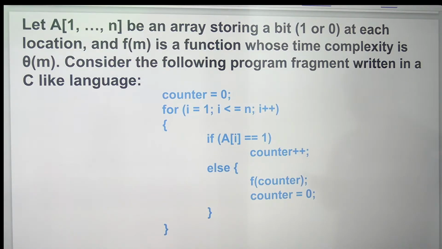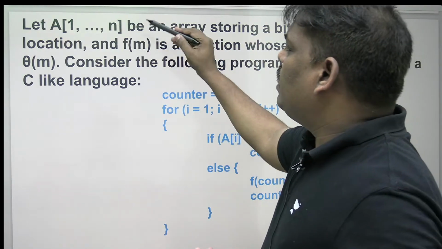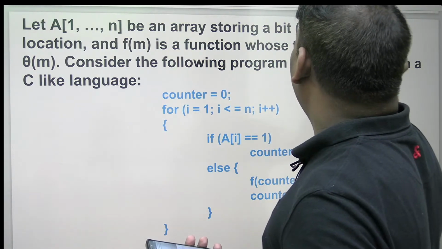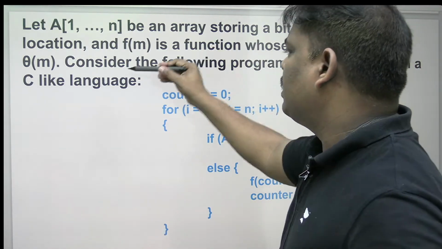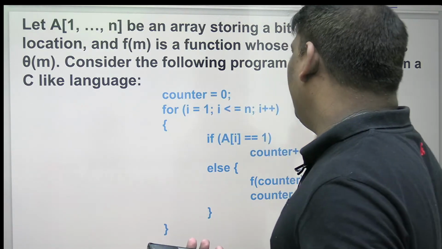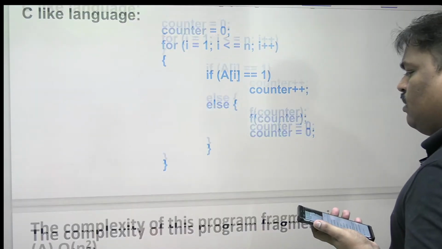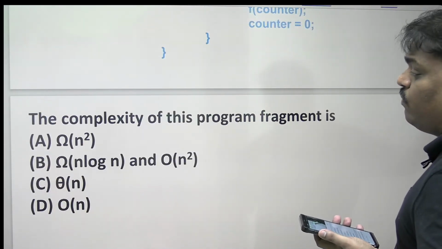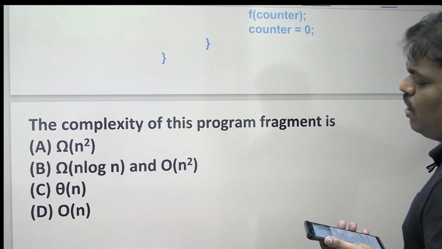Let's see this. One program is given. Let A[1..n] be an array storing a bit, 1 or 0, at each location, and f(m) is a function whose time complexity is theta of m. Consider the following program fragment written in a C-like language. Then the time complexity of this program fragment is omega of n square, omega of n log n, and big O of n square.